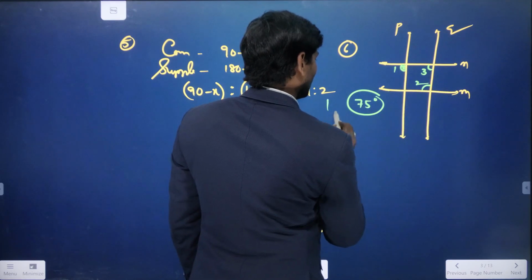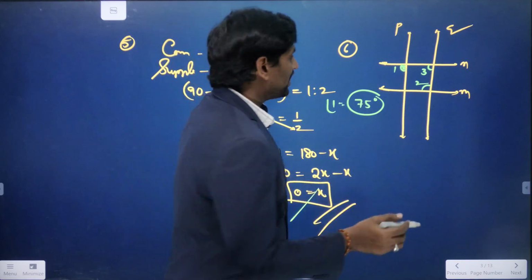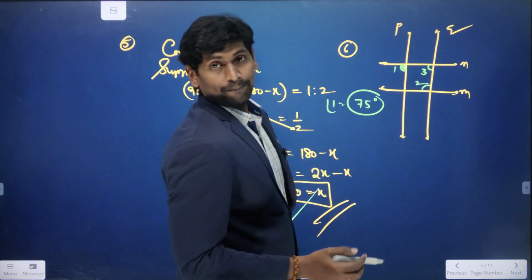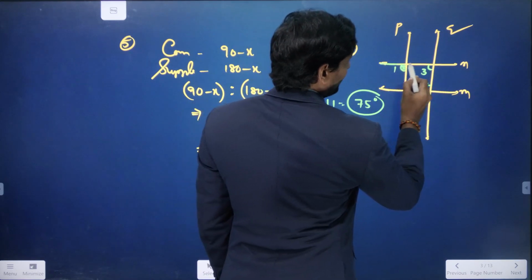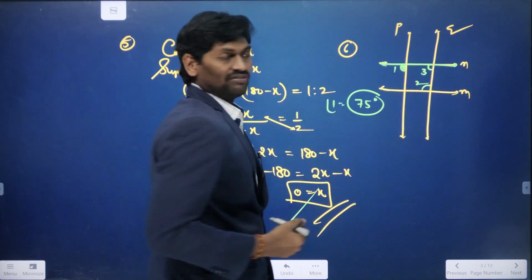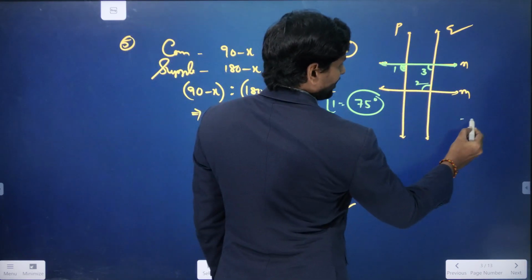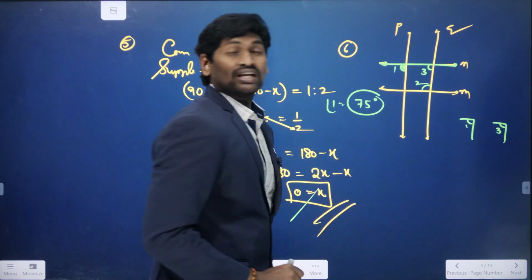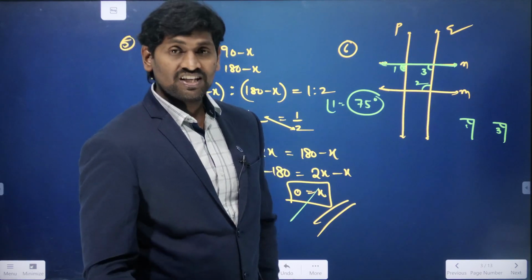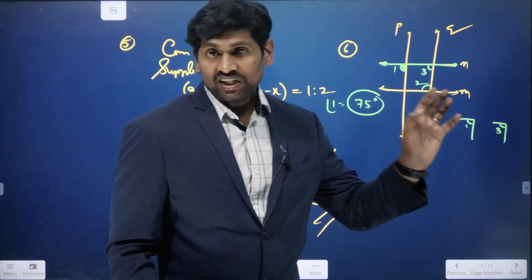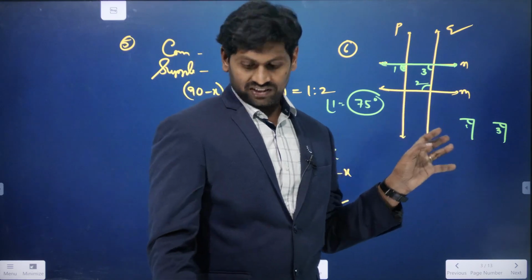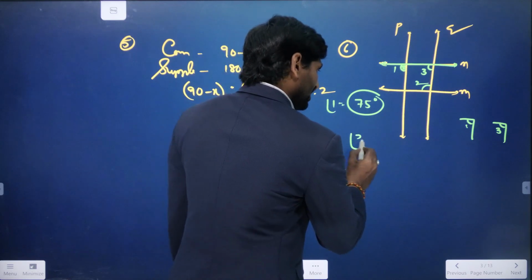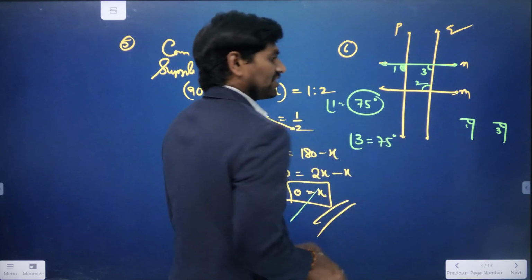Now let us try to find the remaining angles. What could be the angle 3? P and Q are parallel lines. P and Q parallel means we can take N as a transversal, and it is making angles like angle 1 and angle 3. Both are looking like the same shape, nothing but corresponding angles. We already discussed that corresponding angles are equal at a transversal. So from this we can say that angle 3 equals 75 degrees.